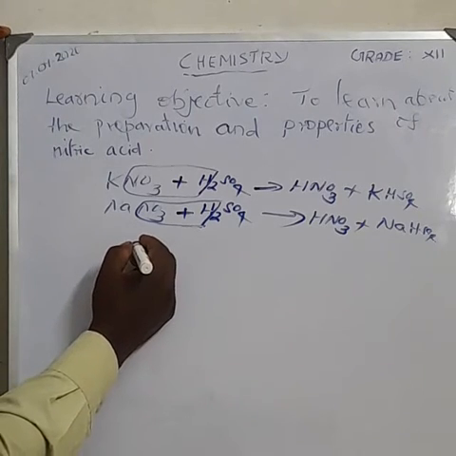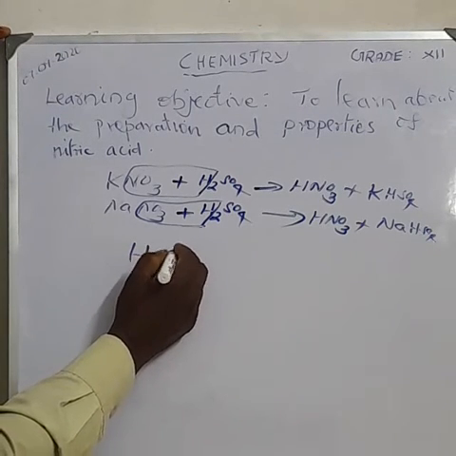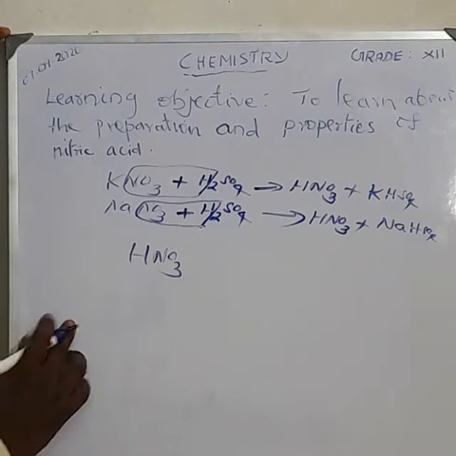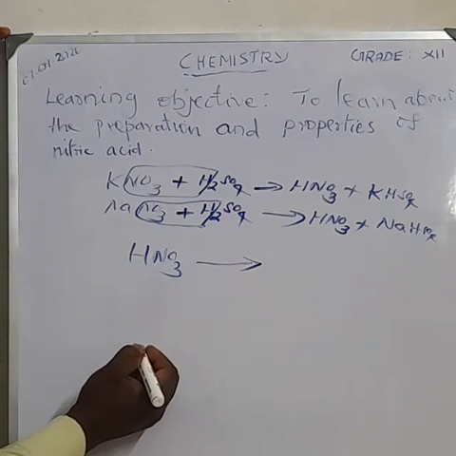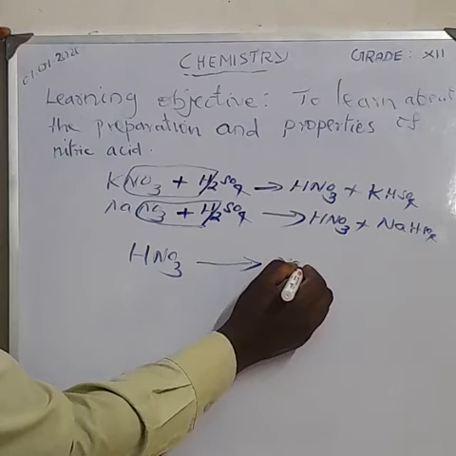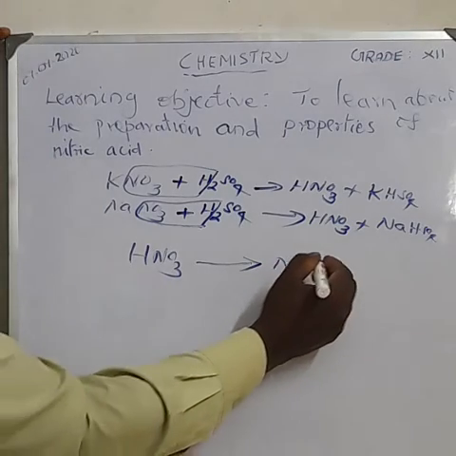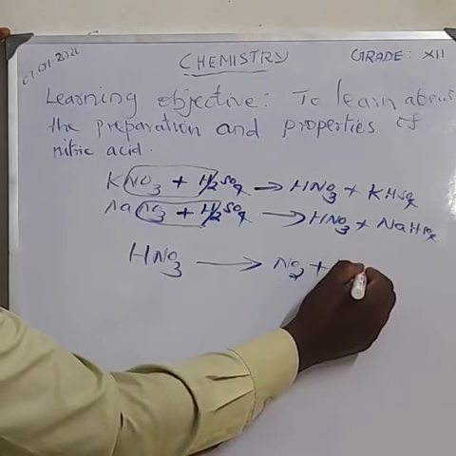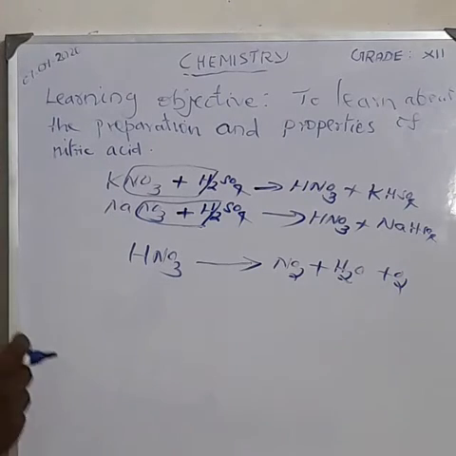Nitric acid, HNO3, undergoes decomposition to form NO2, nitrogen dioxide, plus water plus oxygen. How can you balance the equation? Balancing the equation is very, very important.